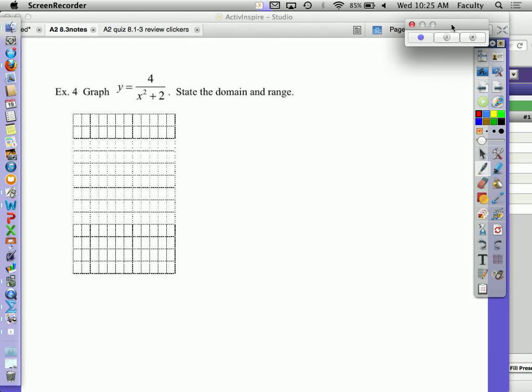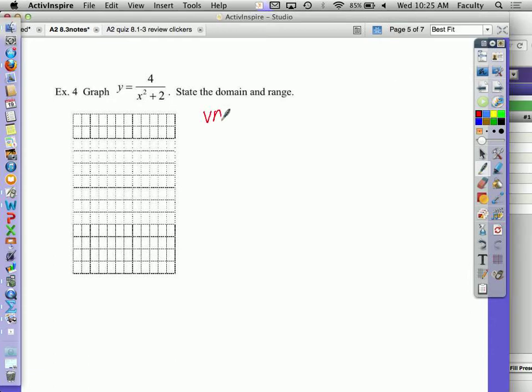Example 4 says graph y equals 4 over x squared plus 2. State the domain and range. So we always start our graphs with the vertical asymptote. So we're going to start with x squared plus 2 equals 0.